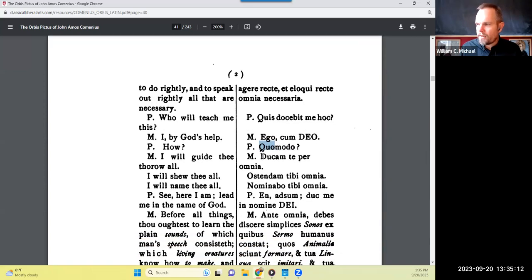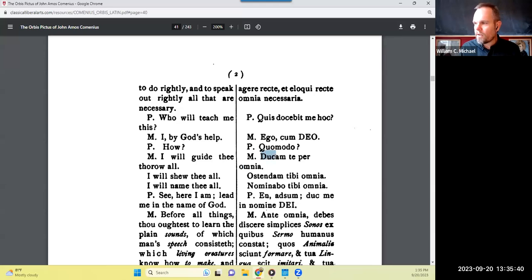And then the Magister says, ducam te per omnia. Ducam, I will guide. So ducam is translated, I will guide. Te is you or thee. Per means through. And you can see just a funny old spelling of through. And then omnia means all things. So I shall lead you through all things. I'll show you everything. All right.